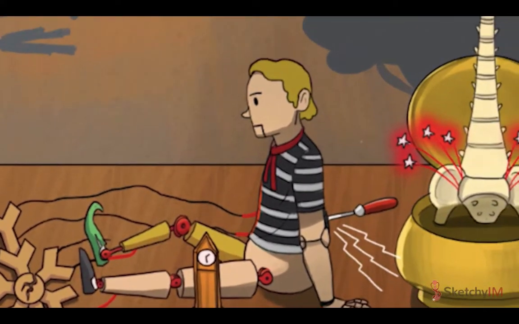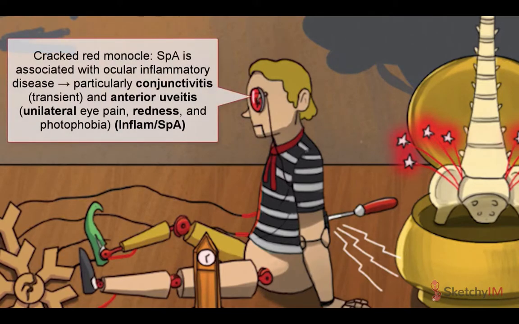Now, inflammation is usually not confined to the musculoskeletal system. Patients with spondyloarthritis may present with symptoms related to an ocular inflammatory disease, particularly conjunctivitis and anterior uveitis. Conjunctivitis is typically transient, but anterior uveitis is more serious, typically presenting as unilateral eye pain, redness, and photophobia, symbolized by this cracked red monocle. A slit lamp exam will need to be performed to get an accurate diagnosis.